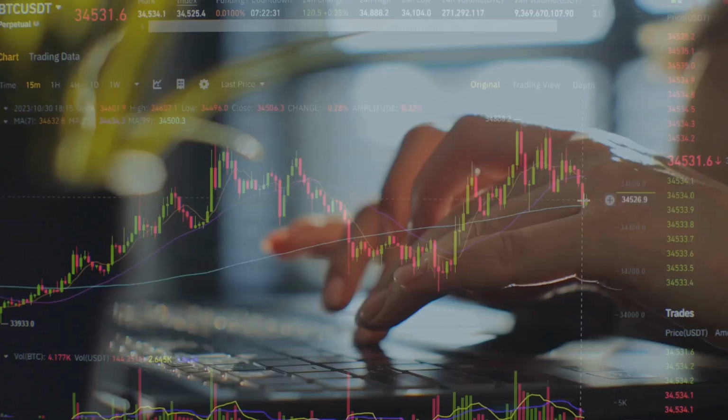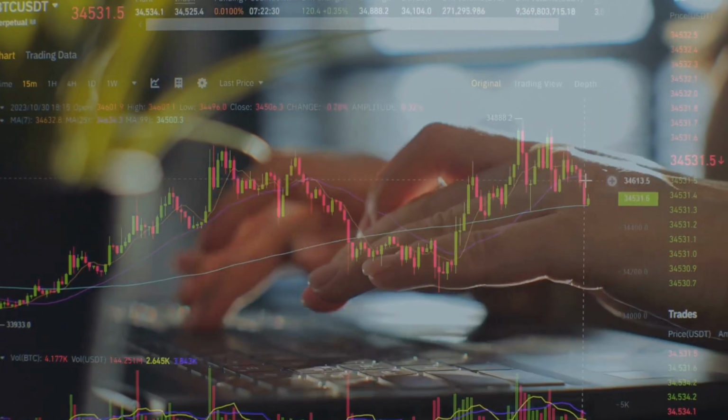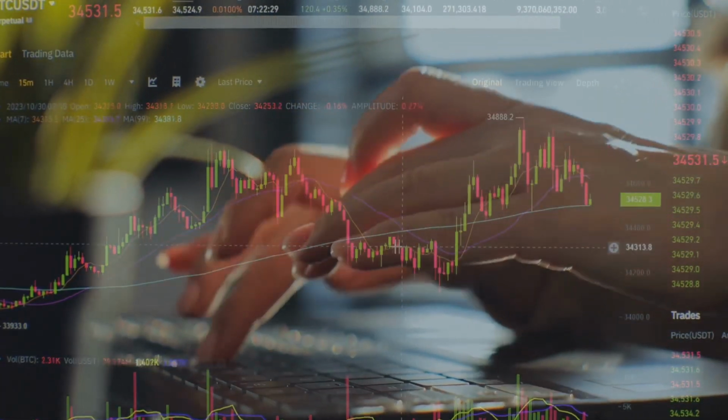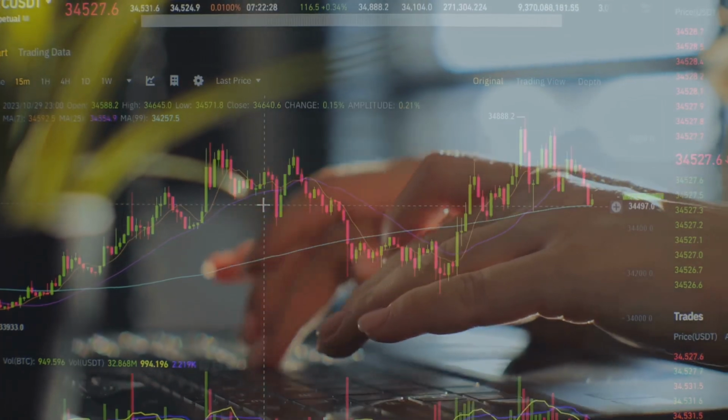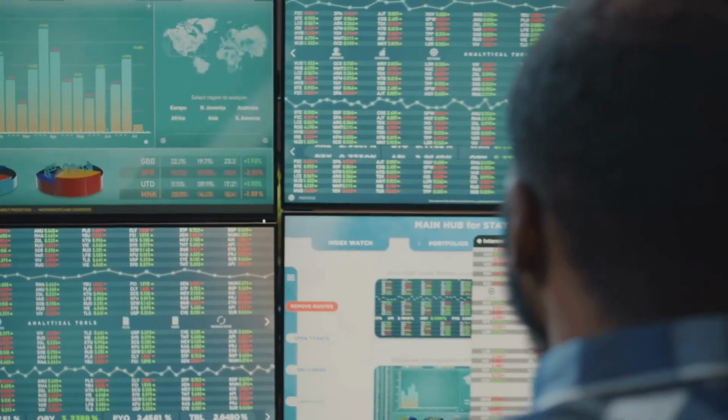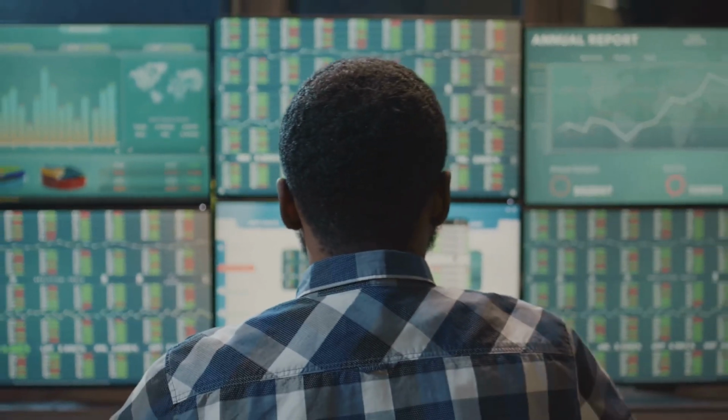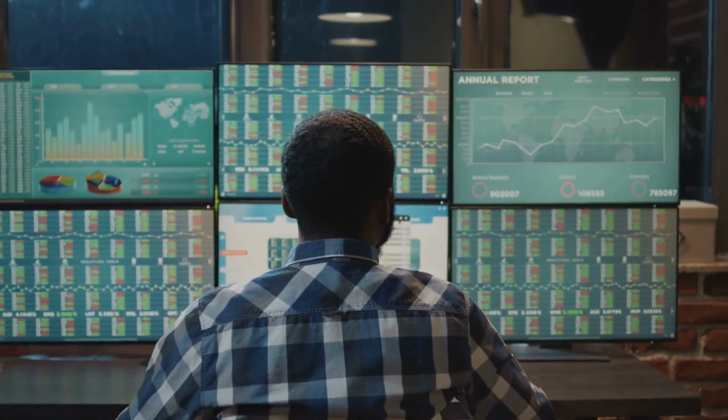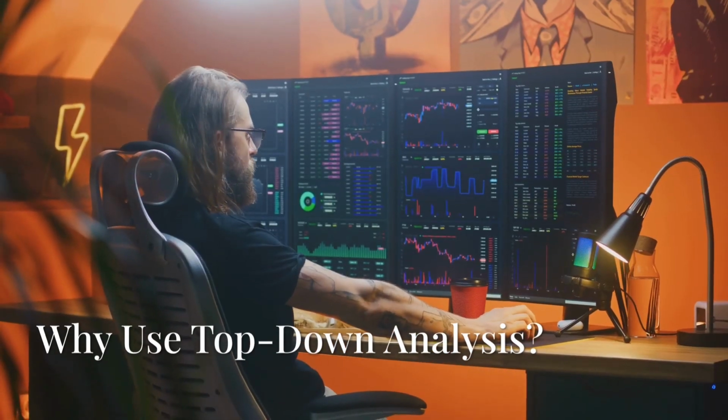What is top-down analysis? Top-down analysis starts by looking at the higher time frames, like monthly or weekly, to understand the overall market trend. Then it drills down into lower time frames such as daily, 4-hour, or 1-hour, to find the best trade setups.